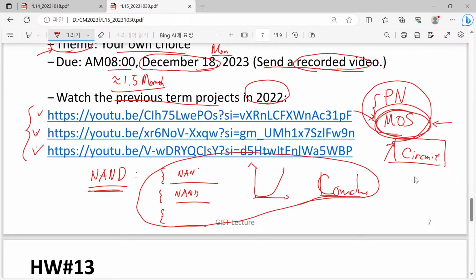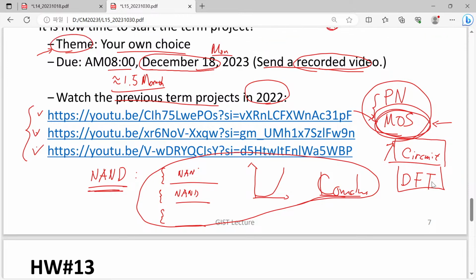That is one thing. Another example is density functional theory. Density functional theory is never covered in this course. However, if you are interested, then you can try to build up your DFT code. Then I can help you with how you can do this kind of thing. You can find many other ones.